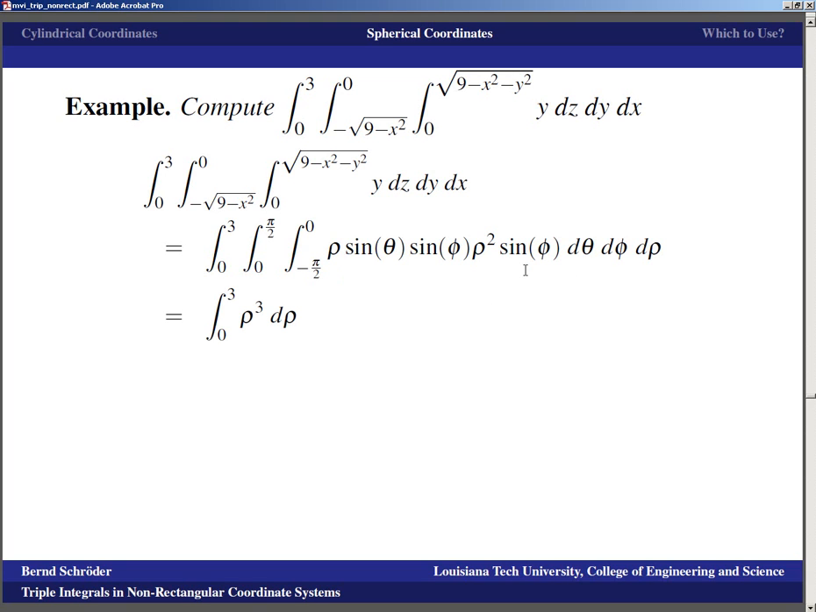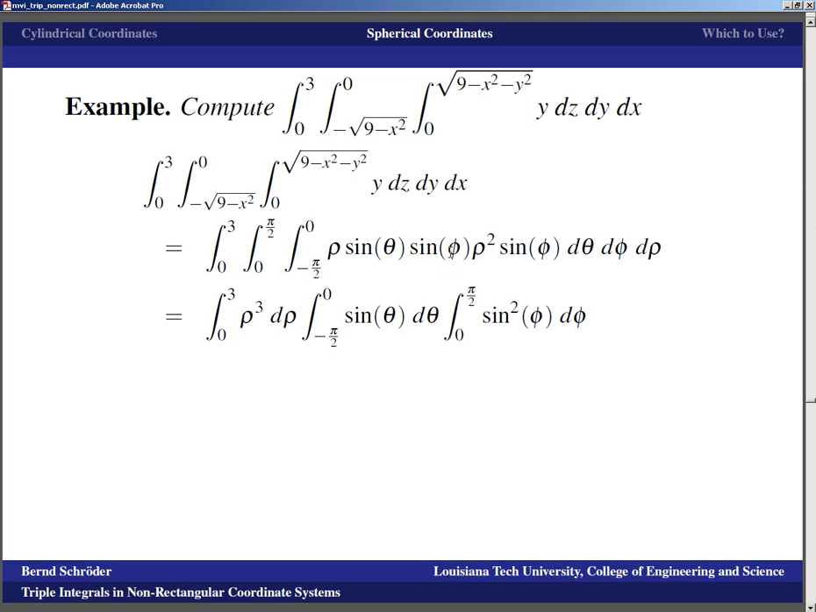Okay, so that would give us the integral from 0 to 3 of rho cubed d rho, because we've got rho and rho cubed, and none of the other stuff depends on rho, times the integral from -pi/2 to 0 sine theta d theta, because only the sine theta depends on theta, times the integral from 0 to pi/2 sine squared phi d phi, which is the integral from 0 to pi/2 sine phi times sine phi d phi. So it's the same story as what we had before here.